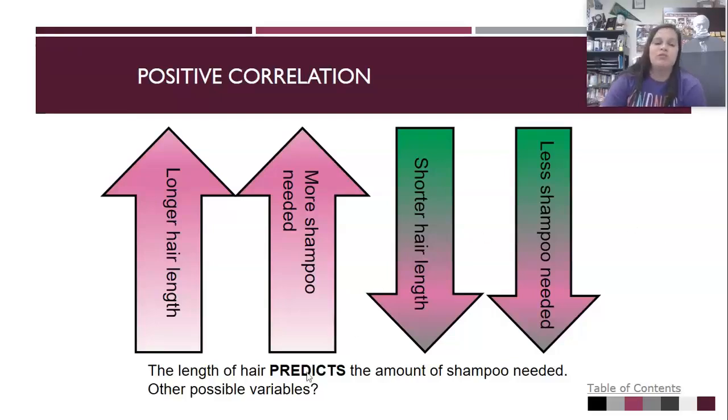Some more examples, and again, we're using the word predict instead of causes. Longer hair length predicts more shampoo needed. Shorter hair length predicts less shampoo needed. So the length of hair predicts the amount of shampoo needed, but could there be other variables that affect how much shampoo you need? Yes: how thick your hair is, or how dirty the hair is, or if the shampoo is not very good, if it's kind of watery, maybe you need to use more of it. So just because there's a correlation doesn't mean that one causes the other. Longer hair length does not cause you to need more shampoo, but it does predict that you will need more shampoo.